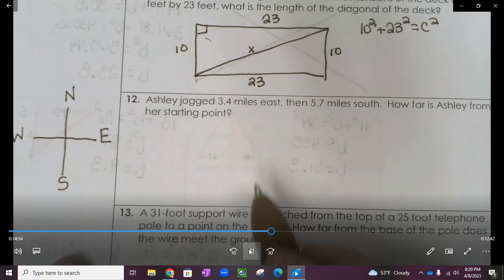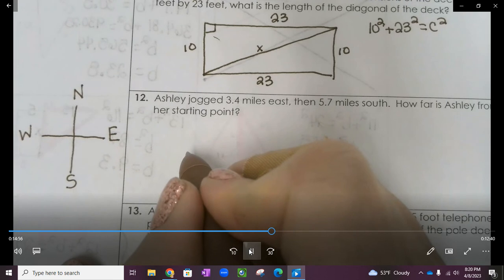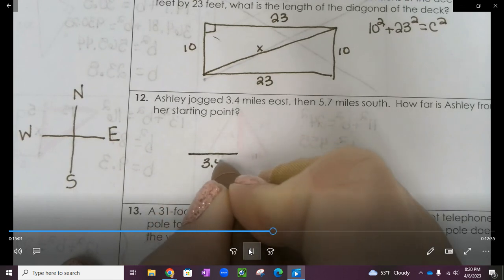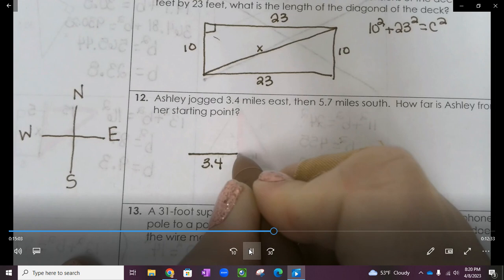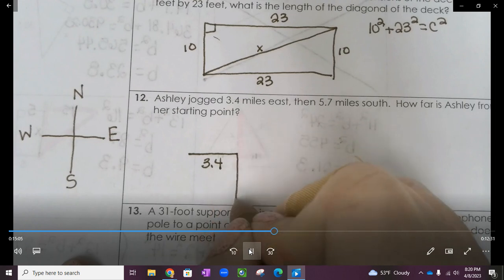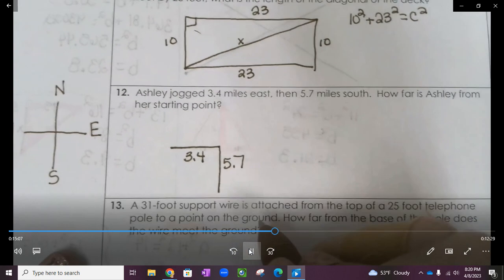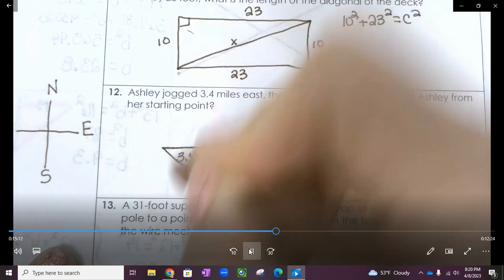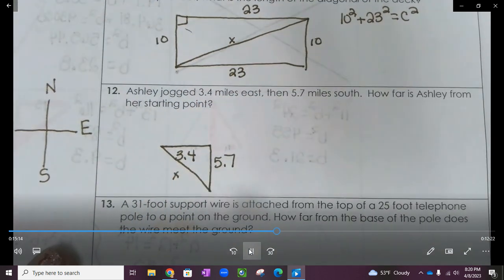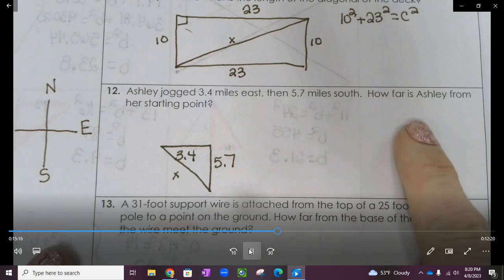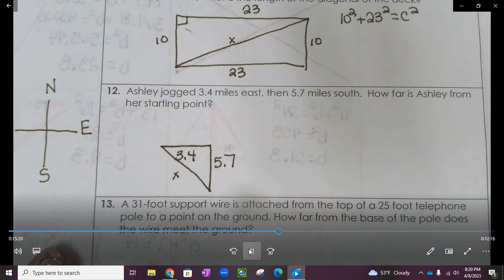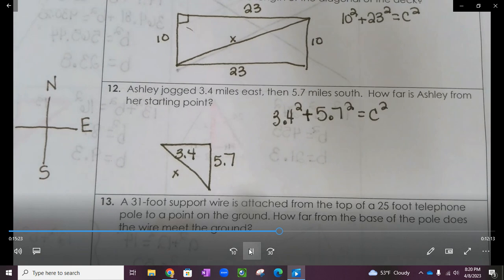Okay, so Ashley jogged 3.4 miles east. So she's starting here, and she jogged 3.4 miles, and then 5.7 miles south. How far is Ashley from her starting point? That's what we're looking for. Go ahead and tell me how you would set that up. Okay, write how you would set this up, and then we'll answer the question. Okay, so you should have that.